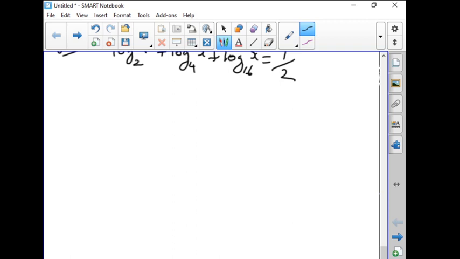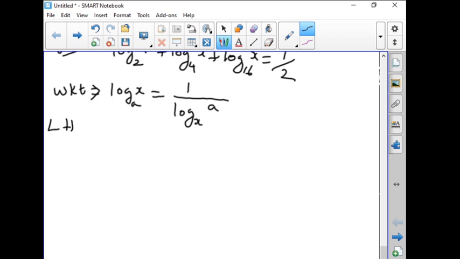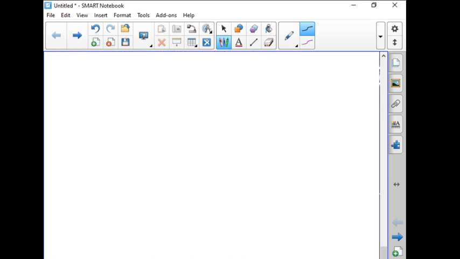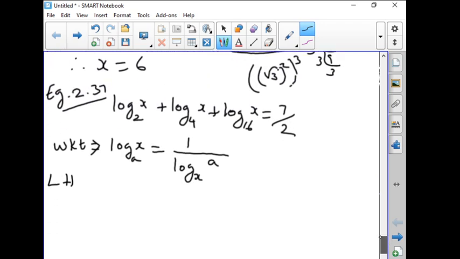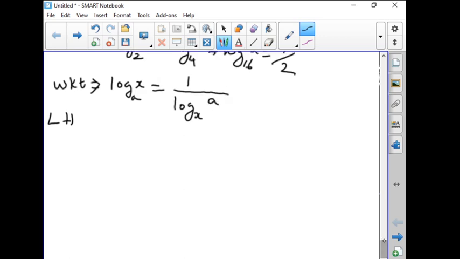So now I have told you a result. We know that log x to the base a can be written as 1 by log a to the base x. So take the left hand side. It's not asked to prove. It is asked to find the value for x. Therefore, we have to take both the left hand side and the right hand side.